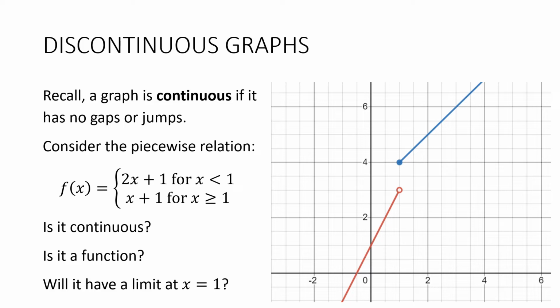But will it have a limit at x is equal to 1? And the way to tell that is to see whether we get the same number when we go up this line as we get when we come down here. So as my point is moving up, up, up, up, up here, getting closer to x is equal to 1, the limit is 3. But here, as my point's moving down, down, down, down, down, getting closer to x is equal to 1, the limit is 4. So no, this has no limit.